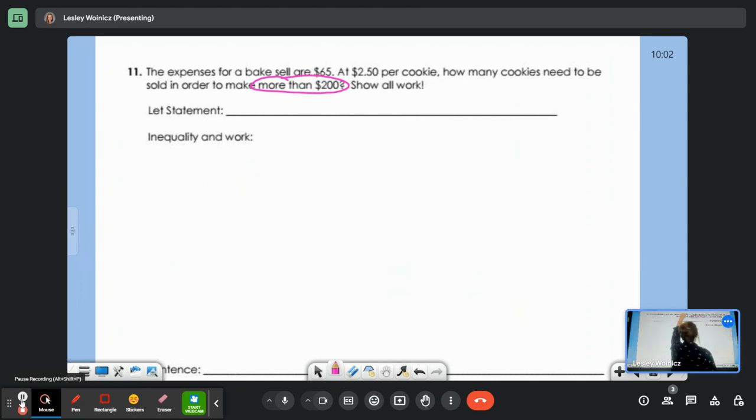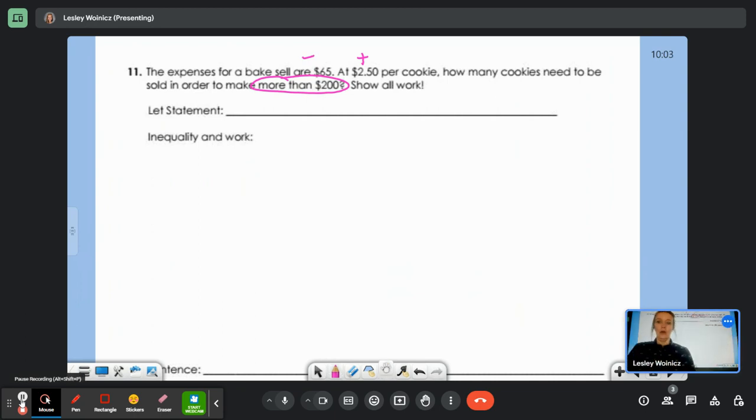When we're selling the cookies for $2.50, are we earning money or spending money? Earning. Okay, what about the expenses? Like if I have to buy flour. Do you see that expenses come out of my earnings? Okay, so be careful. The expenses are going to be negative.